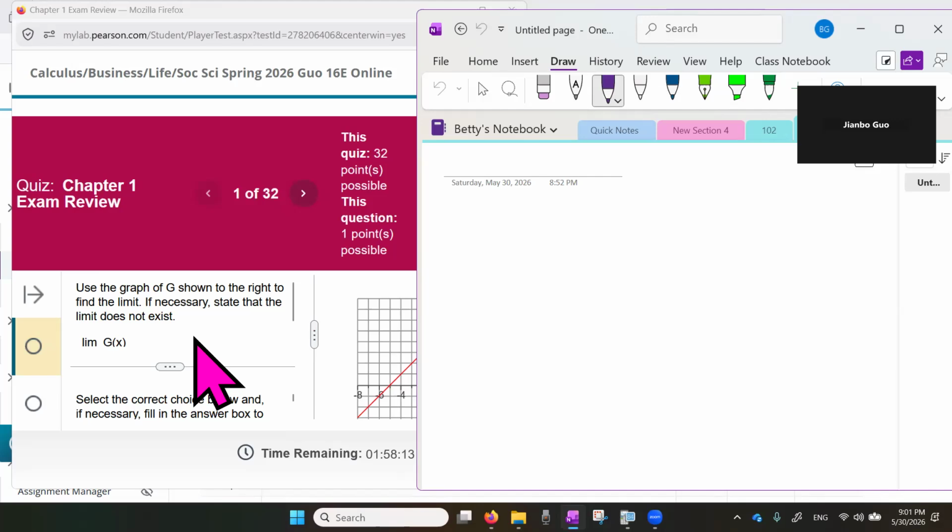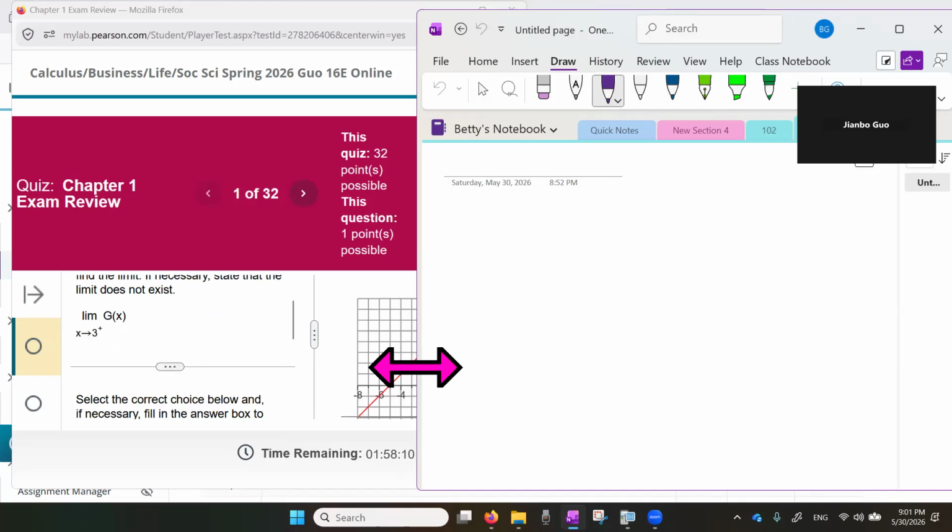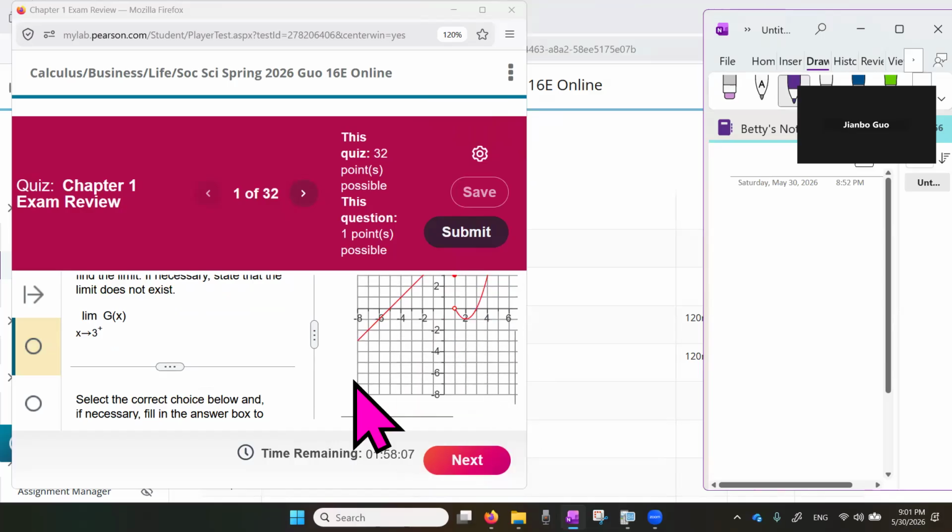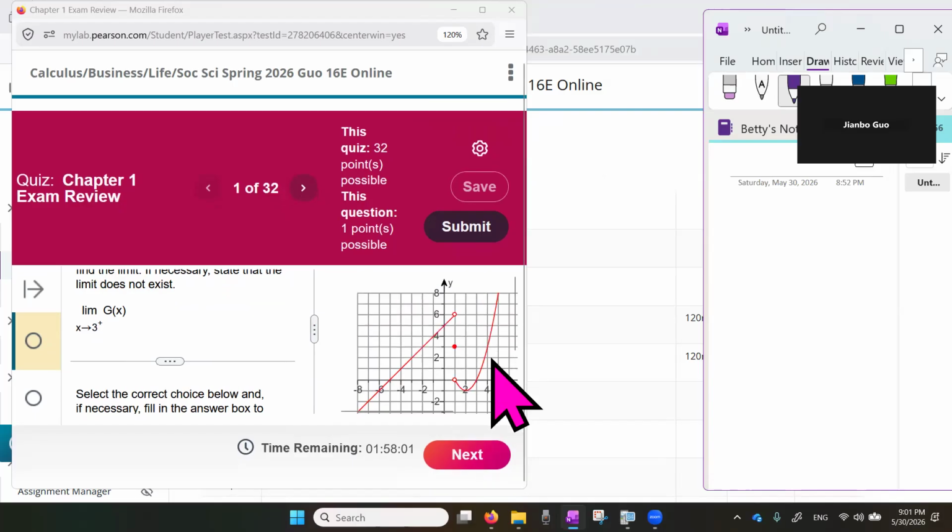Use the graph to find the limit of this function when x approaches 3 from the right. The 3 is here. This is 2, this is 4, this is 3. From the right, since the function is continuous at 3, the limit is going to be the value of the function at 3, which is 0 here. Okay, let me double check. So this is 2, this is 4, this is 3. From the right, this is 0.